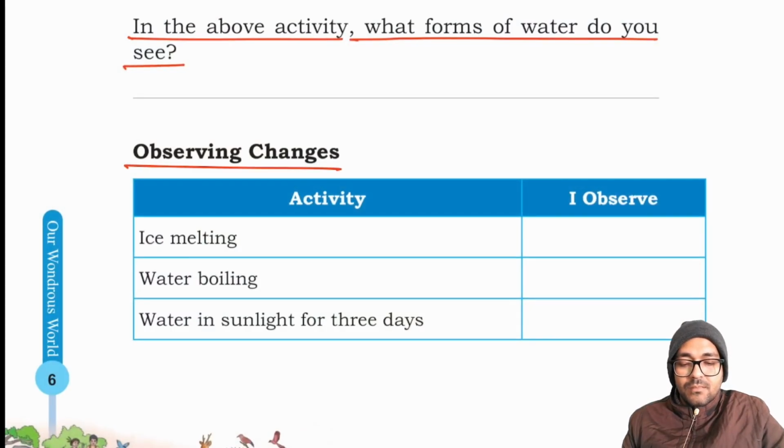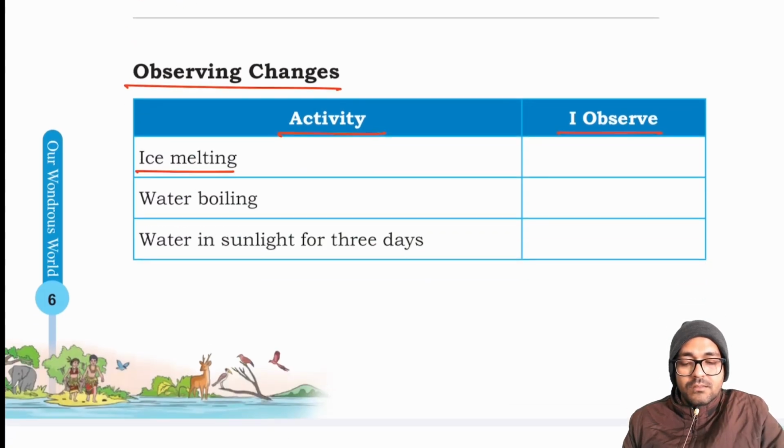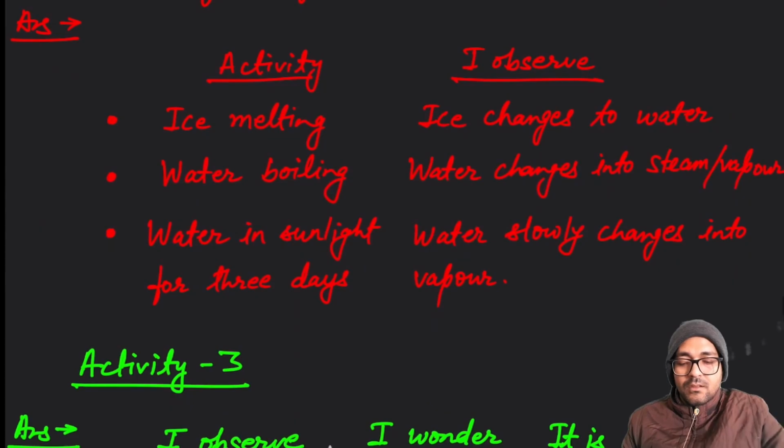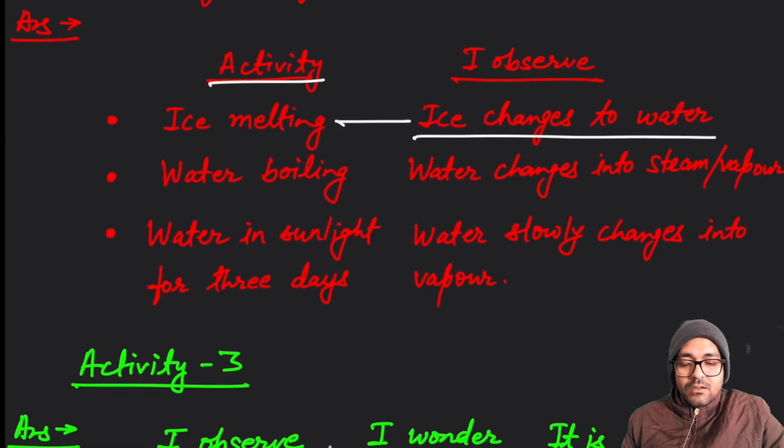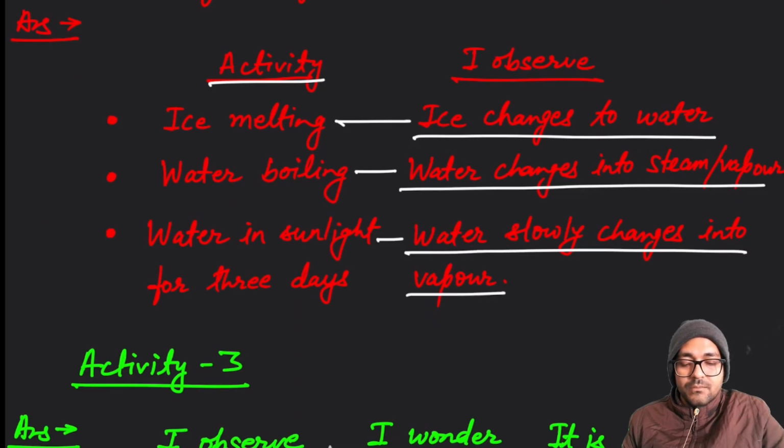Observing changes. Activity. I observe. Under activity: ice melting, water boiling, water in sunlight for 3 days. You can write your observation here. Activity: ice melting. I observe, ice changes to water. Activity: water boiling. I observe, water changes into steam or vapor. Activity: water in sunlight for 3 days. I observe, water slowly changes into vapor.